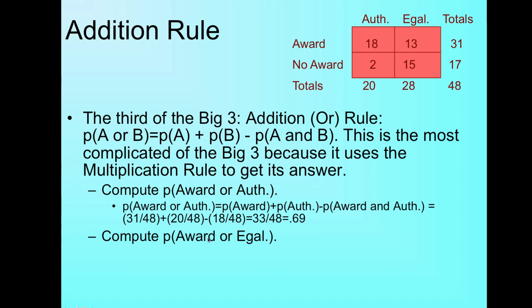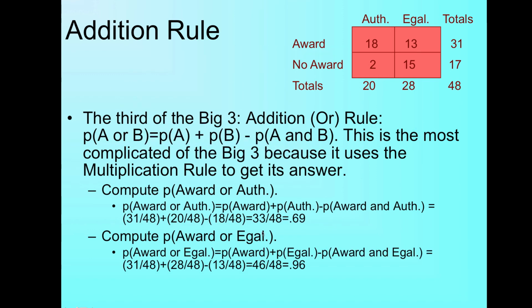Now you can compute the probability of award or egalitarian. Now you run the numbers here: probability of award, again, this top row, 31 out of 48, plus probability of egalitarian, this column here, overall, 28 divided by 48, minus probability of award and egalitarian, together, 13 divided by 48, and you get 0.96.